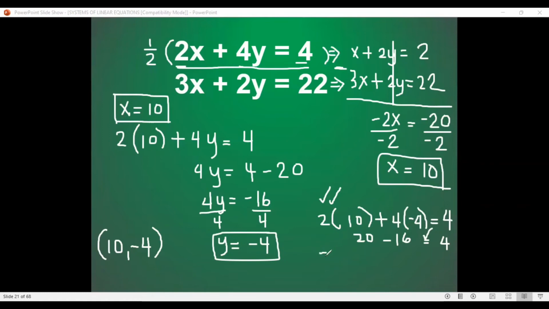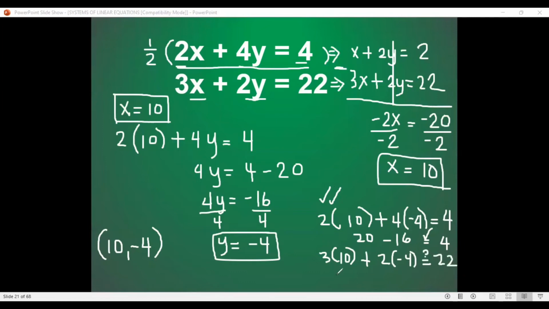And then 3x. So 3 times 10, you are trying to substitute now x here. And then 2y. So plus, we have a 2 multiplied by the y, which is now a negative 4. So times negative 4. And let's check if it is now giving us an answer which is equal to 22.